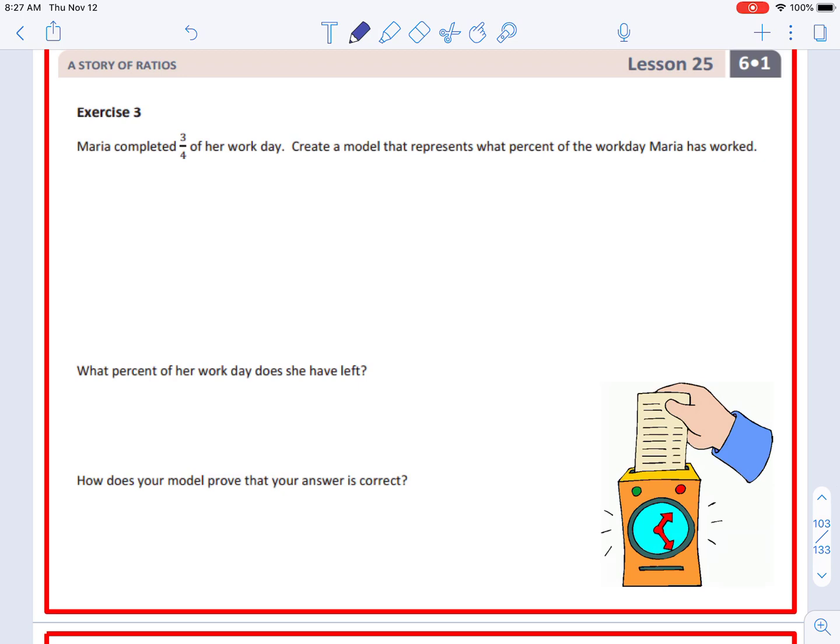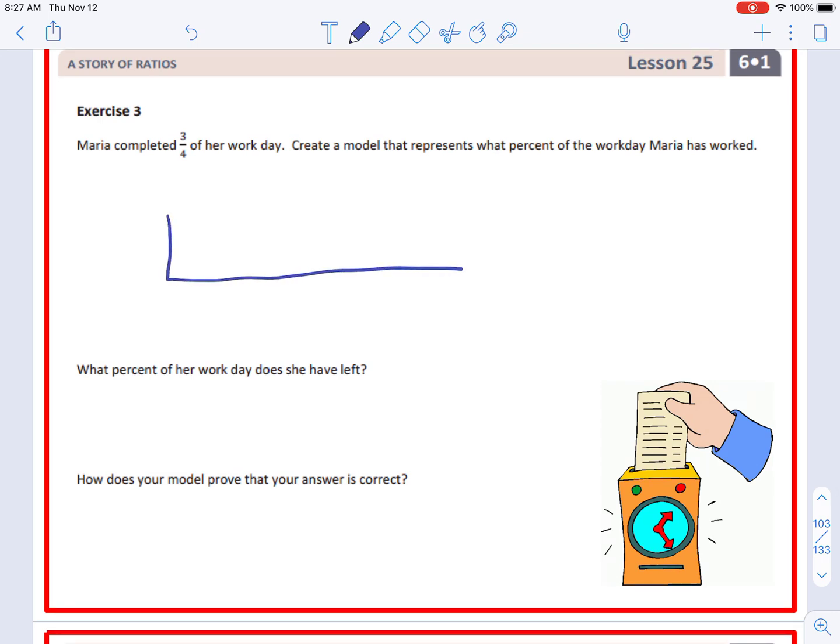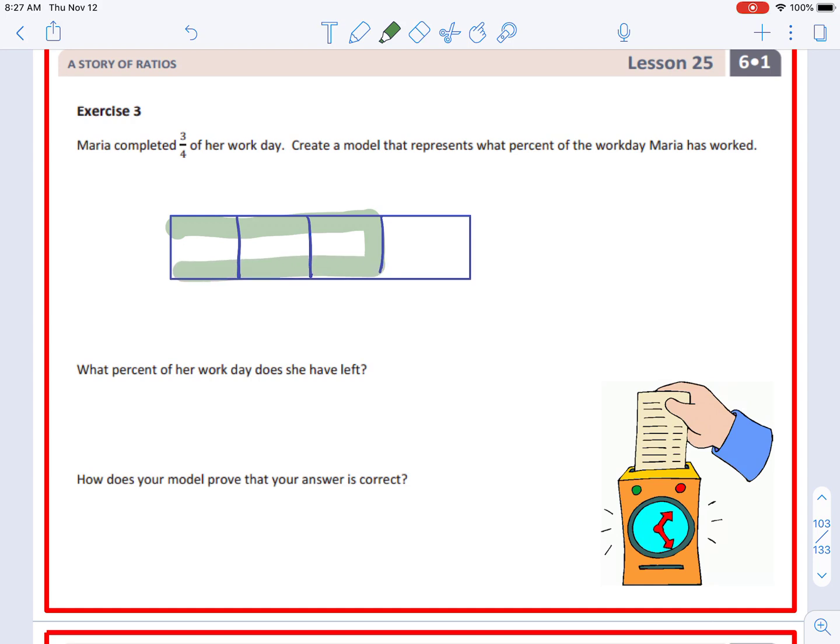Exercise 3 says Maria has completed 3/4 of her workday. Create a model that represents the percent of the workday Maria has worked. Okay, so I'm going to make a tape diagram with 4 equal parts because it's 3/4, and I'm going to have to shade 3 of those. So I'm going to shade 3/4 real quick, and there's my model.